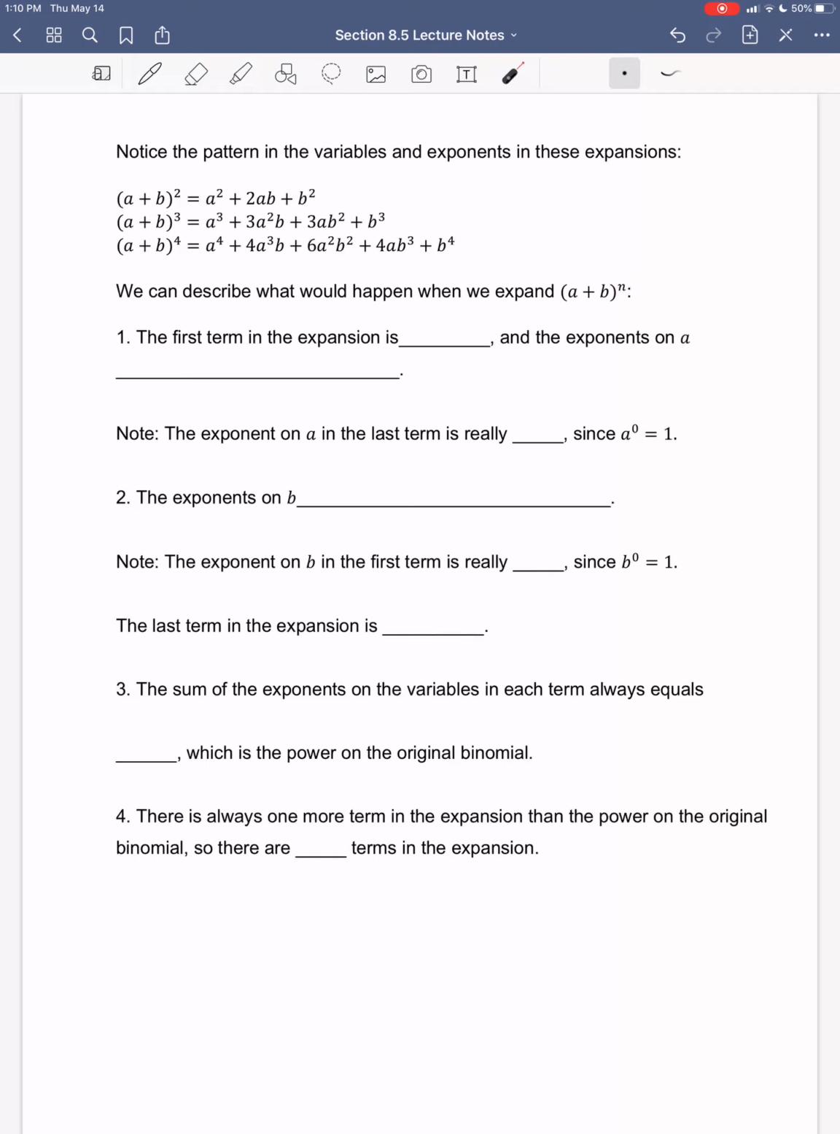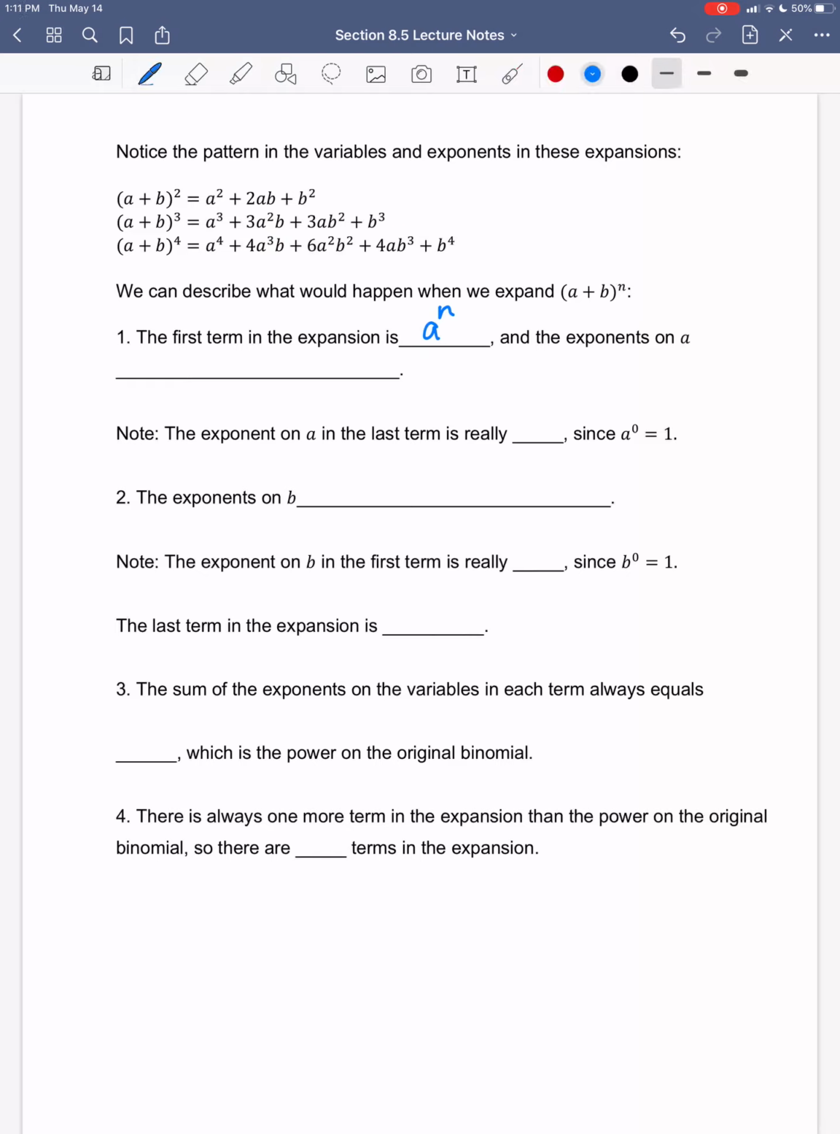So what's the first term? Well, here my first term was just a squared. Here it was a cubed. Here it was a to the fourth. It's just the same as what this exponent is. So if I have (a plus b) to the nth, I would expect that the first term is going to be a to the n. And what happens to the exponents on a as I go across? Here I have a to the second, a to the first, and then no a. A to the third, a to the second, a to the first, no a. A to the fourth, a to the third, a to the second, a to the first, and no a.